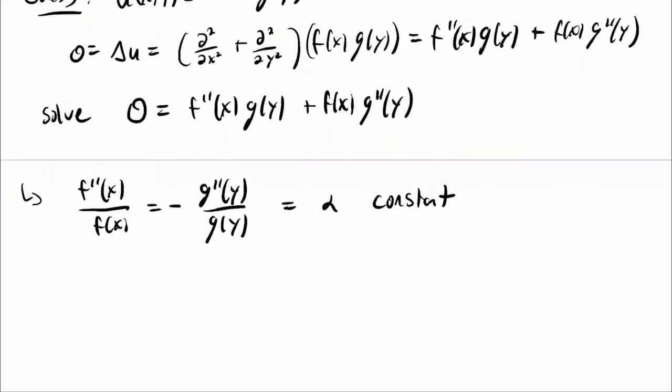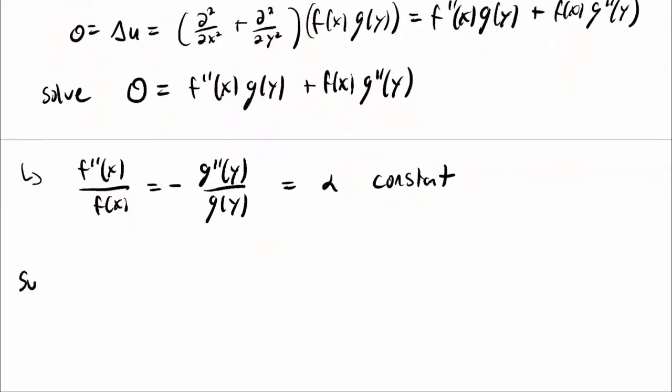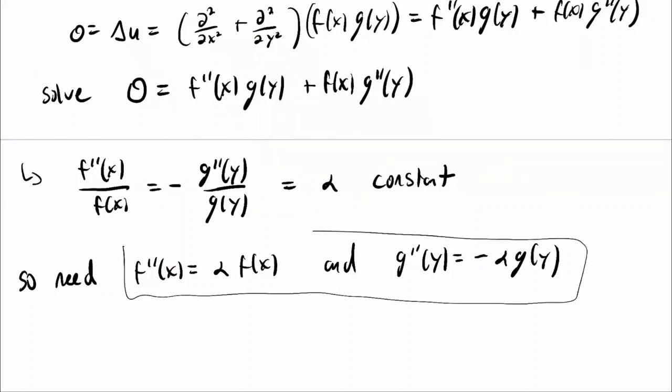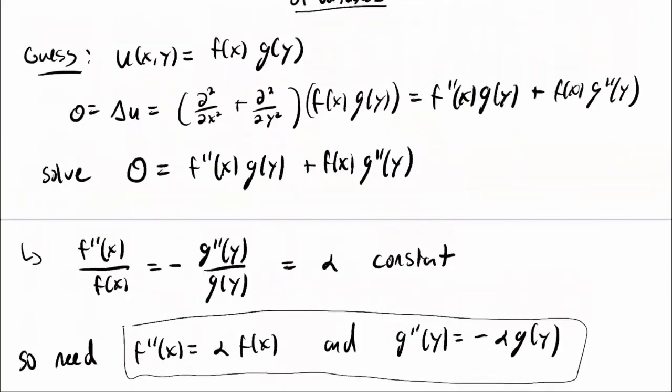And so if I rearrange, or use this observation, we need f prime prime of x to equal whatever this constant alpha is times f of x, and also g prime prime of y has to equal the negative of alpha times g of y. And so these are the two ordinary differential equations that we now have to solve simultaneously in order to get a solution to Laplace's equation in this special case where we have some function f of x times some function of y.